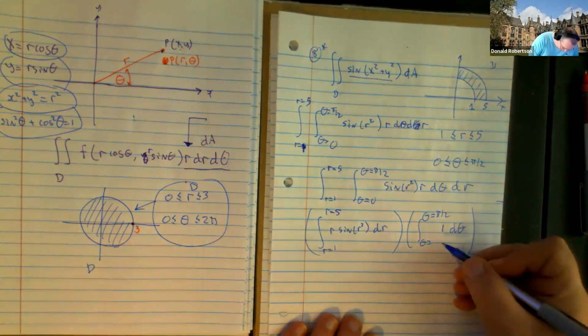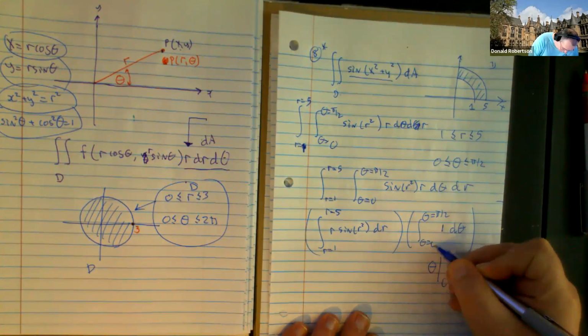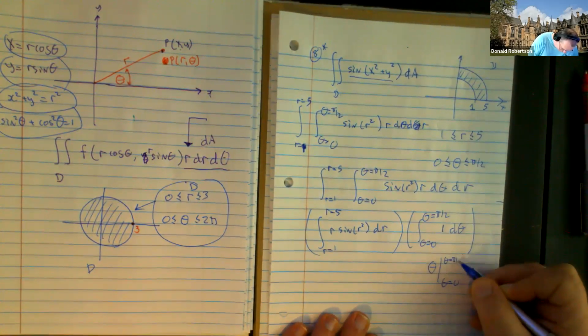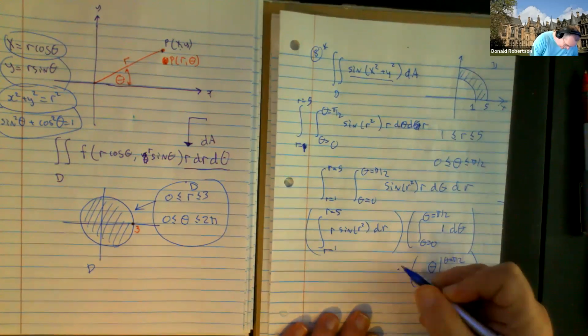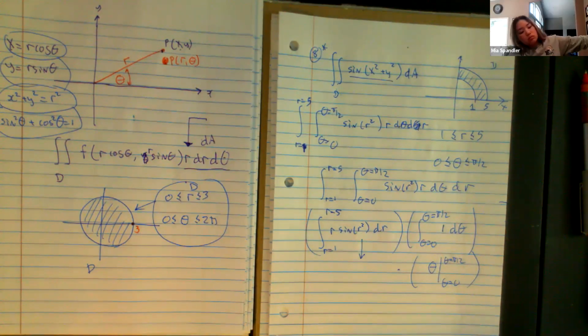Now, in this case, you integrate it, you get theta, and it would go from theta equals 0 to pi upon 2. And our go-to guy again, what method should we use to do this one? U sub. It's a U sub.